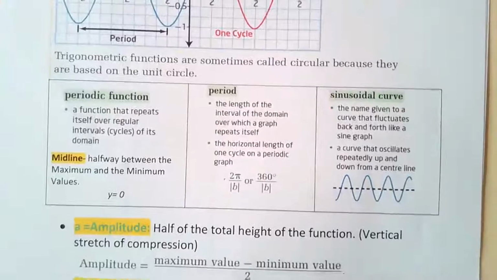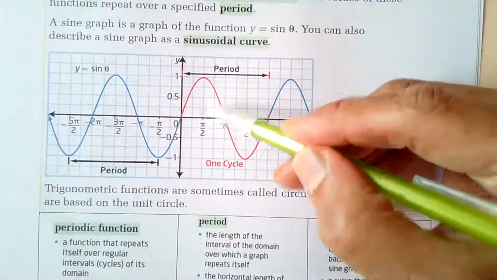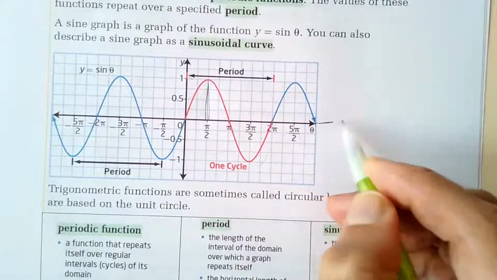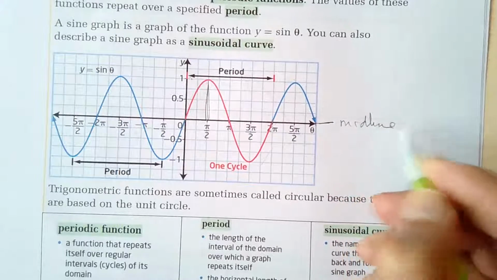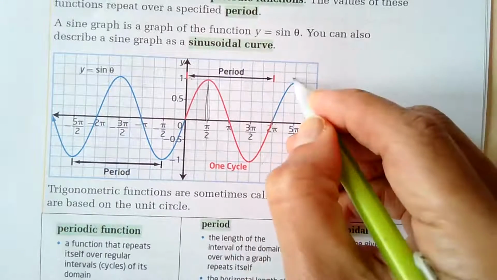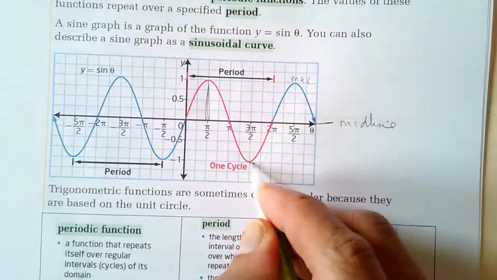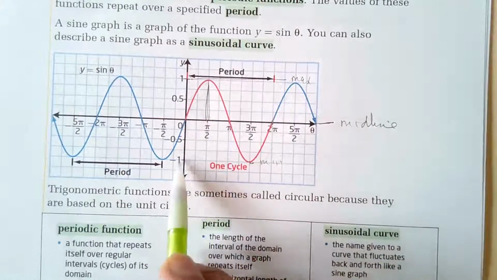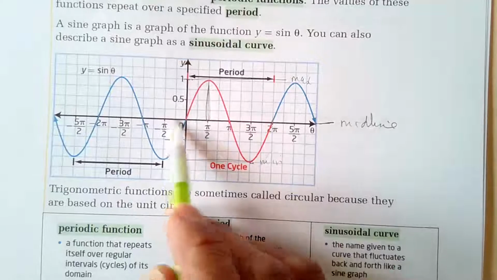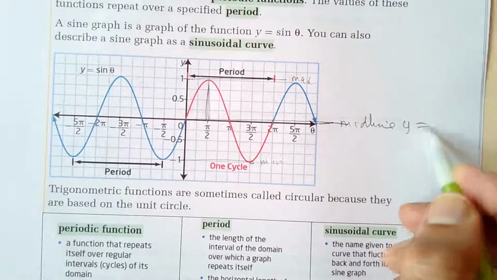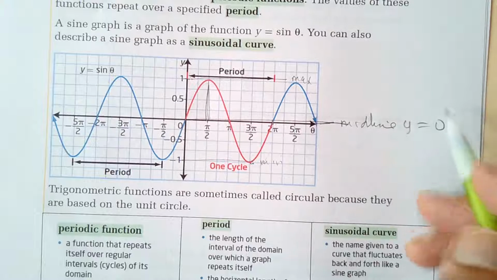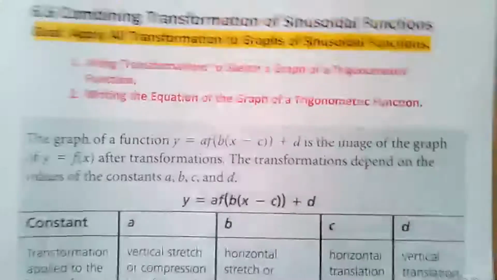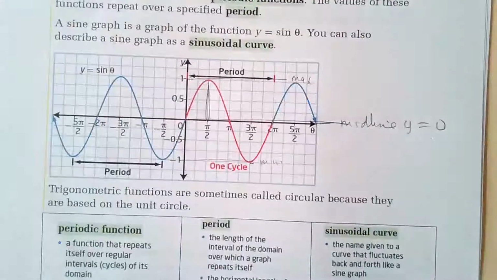And as mentioned, the amplitude is the height from the midline. The midline is halfway between the maximum value and the minimum. In this case, the maximum is 1 and the minimum is negative 1, so halfway, the midline is y is equal to 0, which incidentally is the value of d in the transformation equation. We will look at that in a minute.